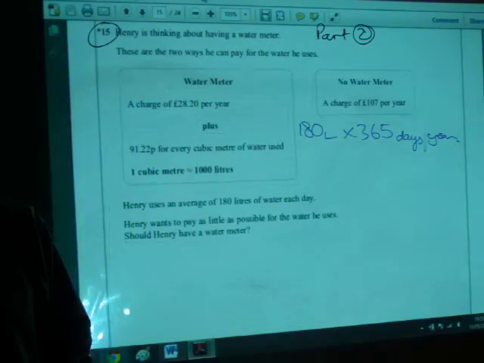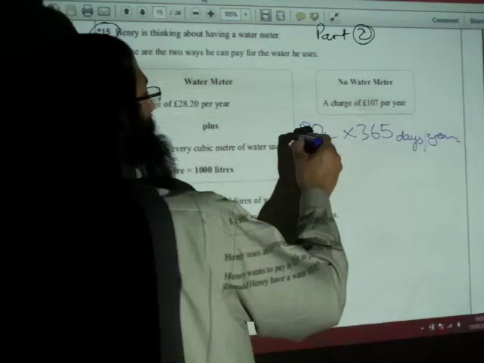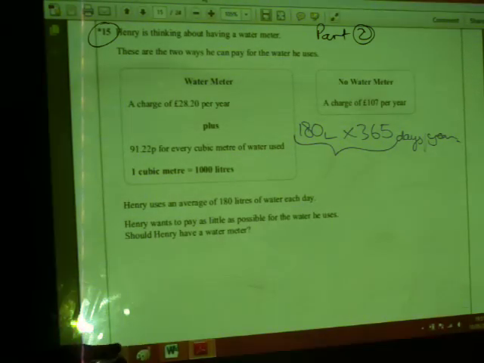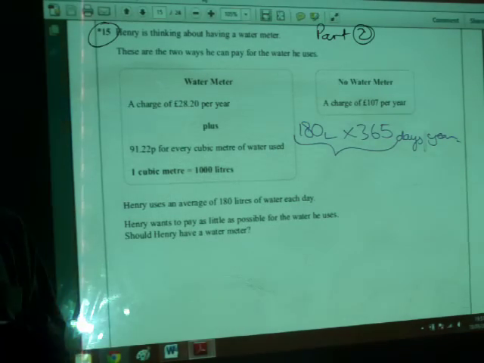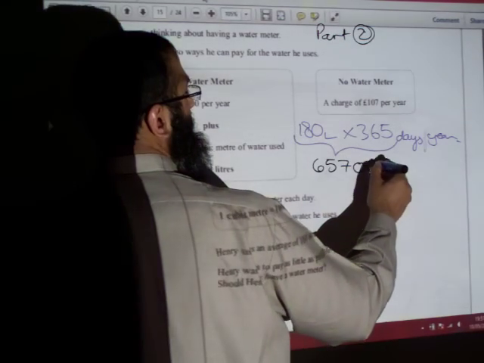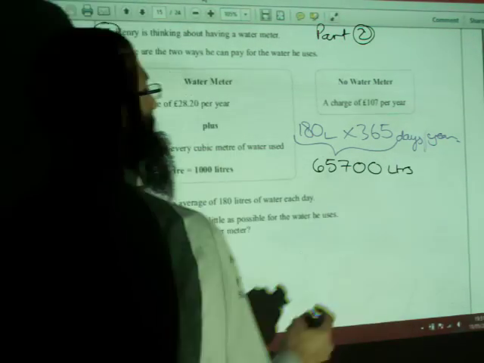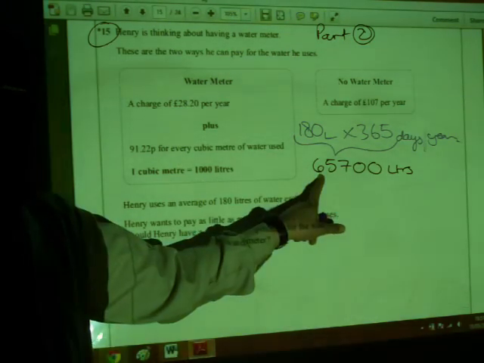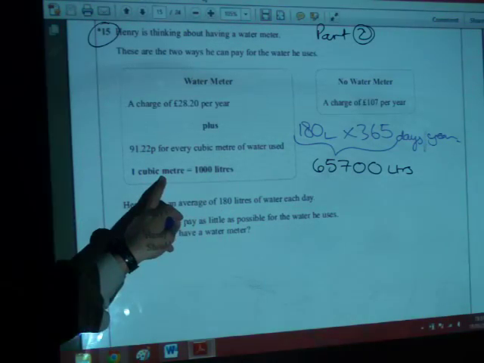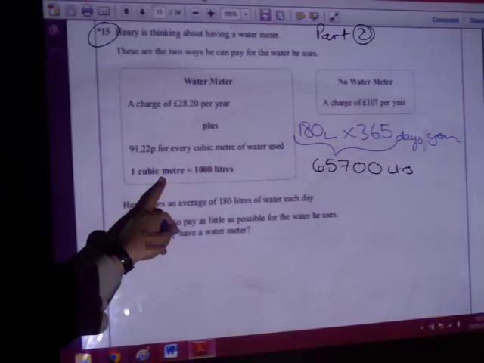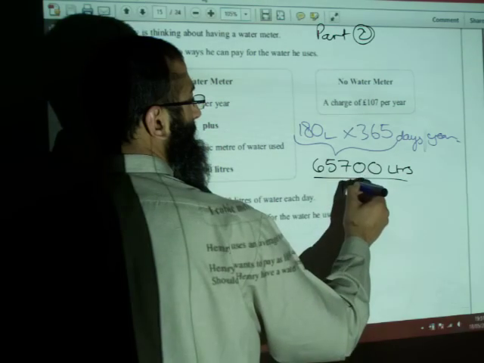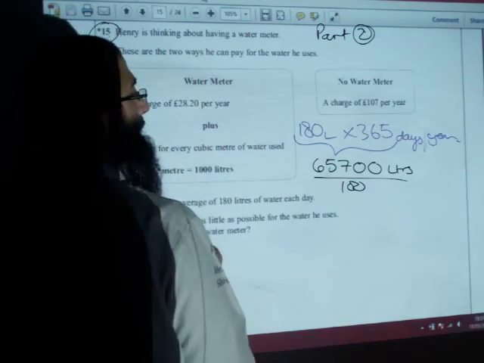So let's work out the total quickly on the calculator. 180 litres times 365 days a year will give us a total of 65700. That's litres, yeah? That's how many litres he's using per annum. Now we need to convert those litres into cubic meters. So we need to take this number and divide it by 1000.